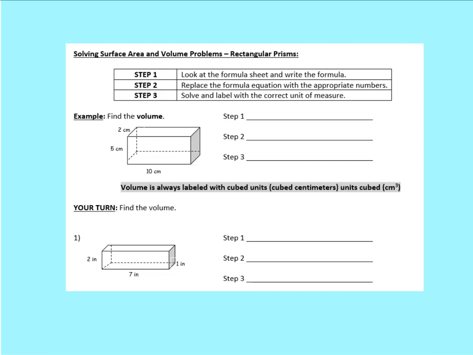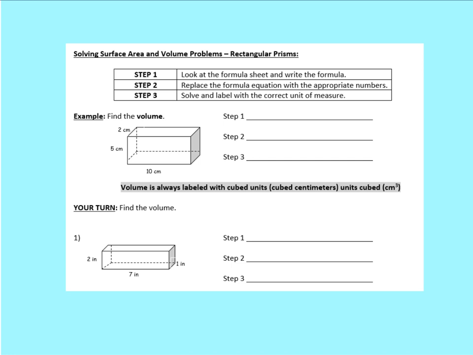Go ahead and turn to the next page. On the top it says solving surface area and volume problems, rectangular prisms. Step 1 for this is you're going to look at the formula sheet and write the formula that you need. Step 2, you're going to replace the formula equation with the appropriate numbers. And step 3, you're going to solve and label with the correct unit of measure.